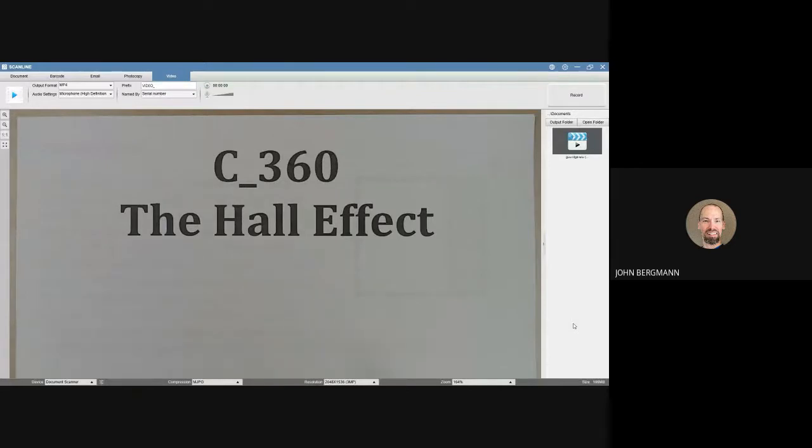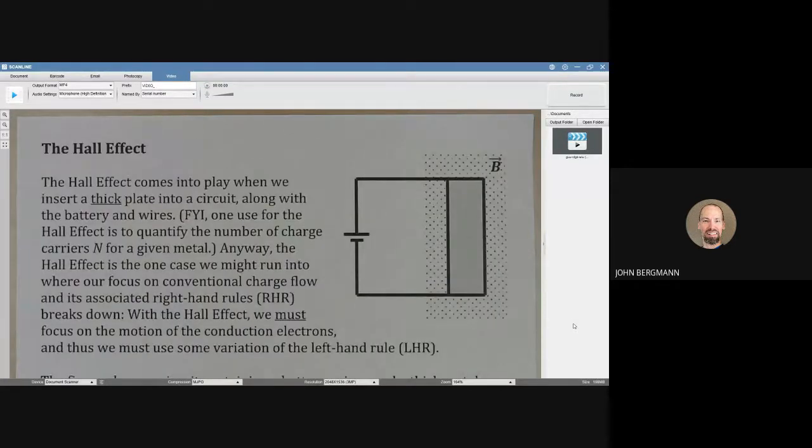The Hall effect. The Hall effect comes into play when we insert a thick plate into a circuit along with the battery and wires. FYI, one use for the Hall effect is to quantify the number of charge carriers N for a given metal. Anyway, the Hall effect is the one case we might run into where our focus on conventional charge flow and its associated right-hand rules breaks down.